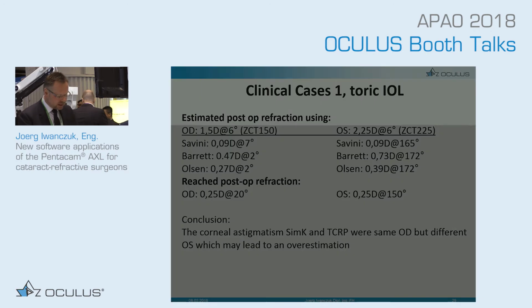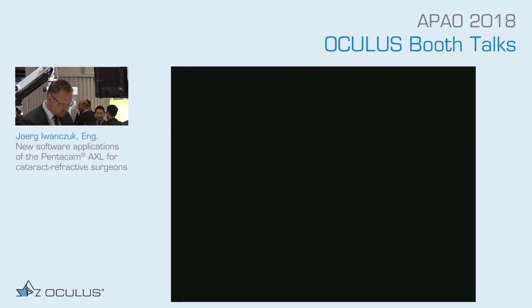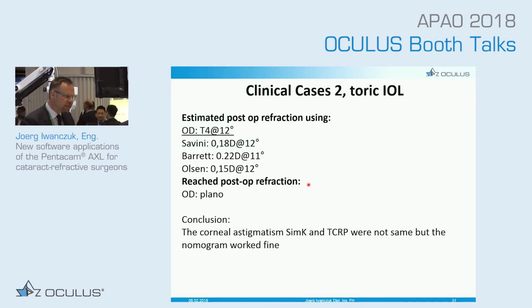Let's look to case number 2. It is a 70-year-old male, also senile cataract, no corneal pathologies. This is the astigmatism of the right eye, anterior surface, total corneal power. Let's look to the calculation. They implanted a T4, the SN-T4 from Alcon, at 12 degrees. This is a prediction of the Savini calculator. That's Barrett, that's Olsen, and it comes out plano.